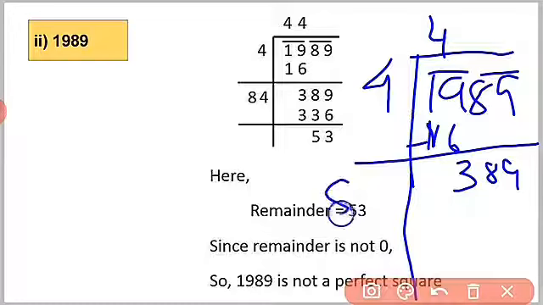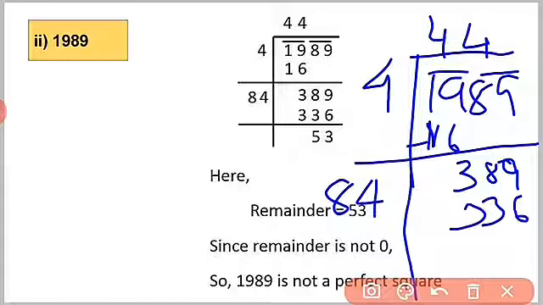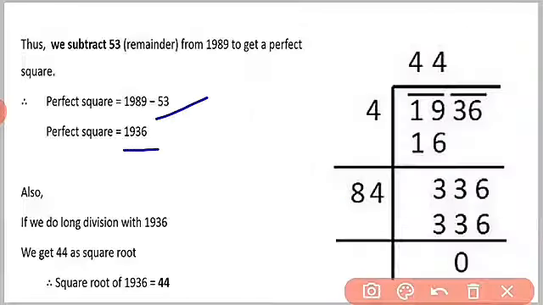So write down the leftover part as it is. Now double the quotient. On doubling the quotient we get 8. Now think of a number which must be multiplied so as to get a number less than or equal to 389. So here we are taking 4, that is 84 multiplied by 4, we are getting 336. So on subtracting we are getting 53 as the remainder. So that means 1989 is not a perfect square. To get a perfect square, we must subtract 53 from 1989.